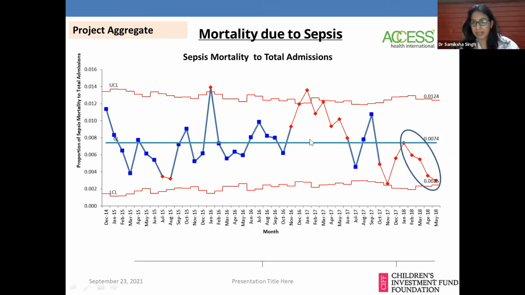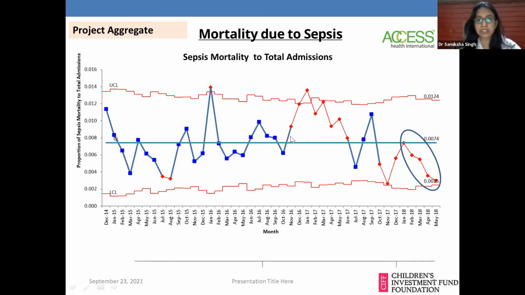which was for hand hygiene, and aseptic non-touch technique for cannulation, IV cannulation, and many other infection prevention control practices. So in the overall project hospitals, what they saw was that in the last 2 years there were fluctuations. You will see these fluctuations.